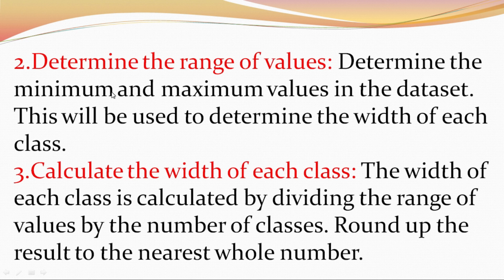Second one is determine the range values. Determine the minimum and maximum values in the dataset. This will be used to determine the width of each class. Third one is calculate the width of each class. The width of each class is calculated by dividing the range of values by the number of classes. Round up the results to the nearest whole number.